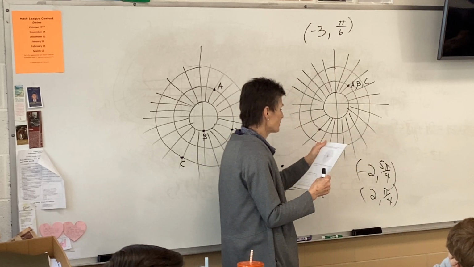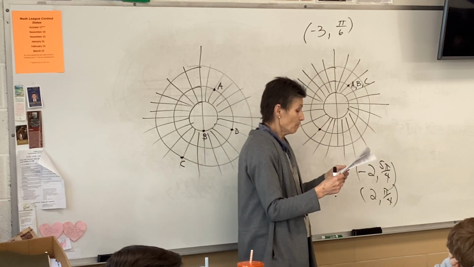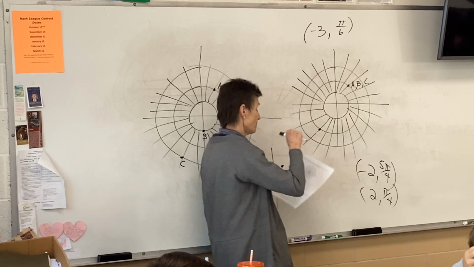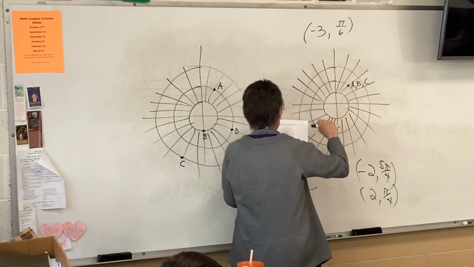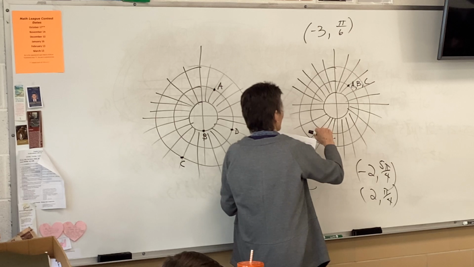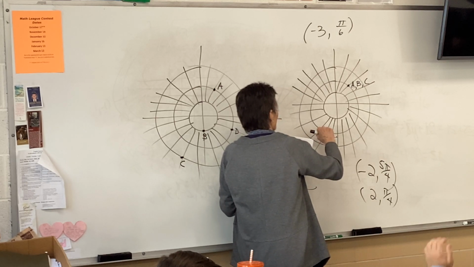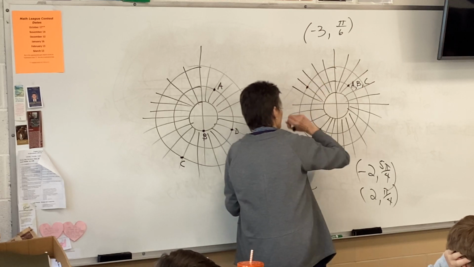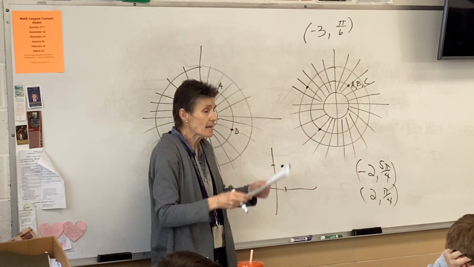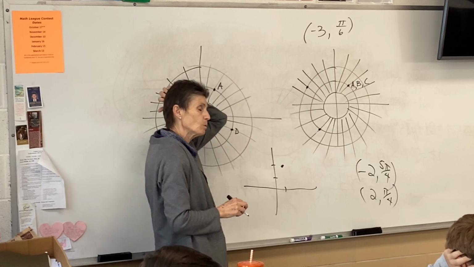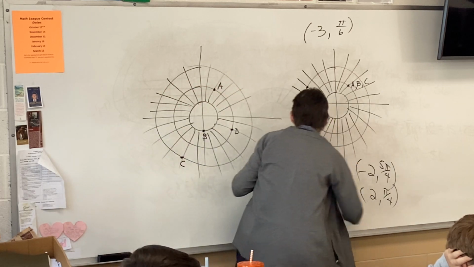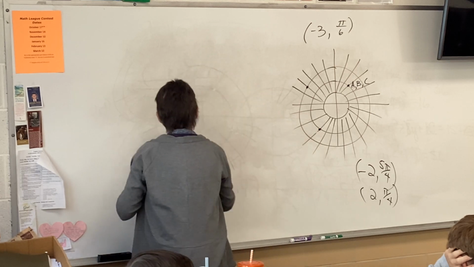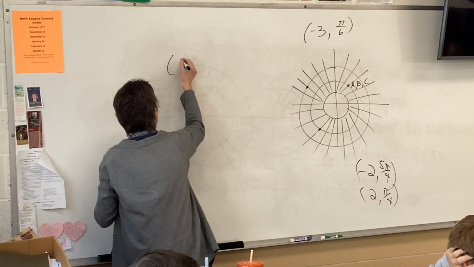Example 3. Plot the point with polar coordinates 3, 5 pi over 6. 3, 5 pi over 6 would be over here. Now, there are some different ways to name it. So what are some other names for 3 comma 5 pi over 6? Can you think of any?